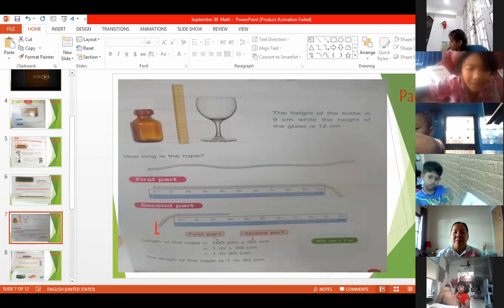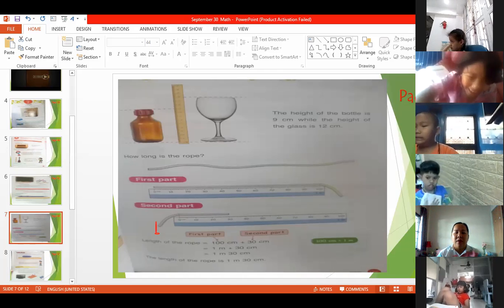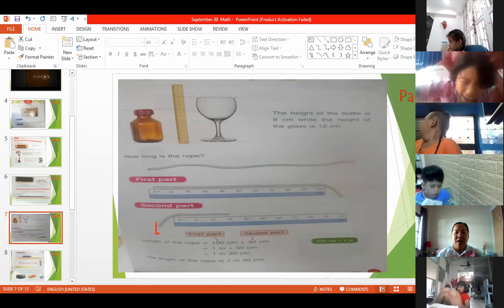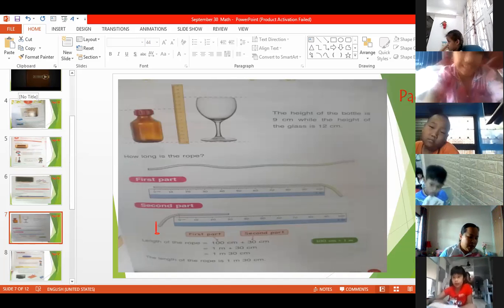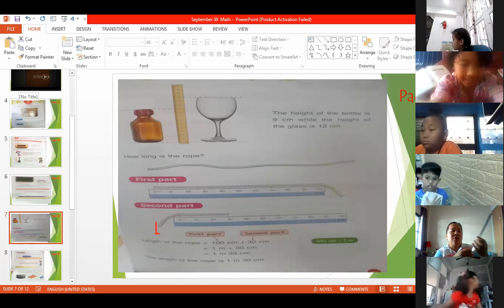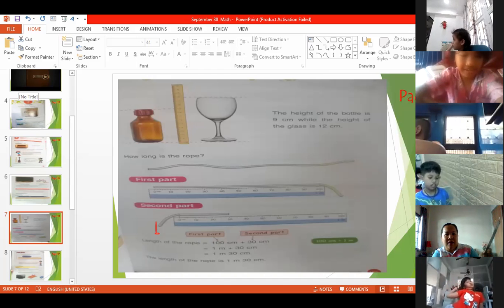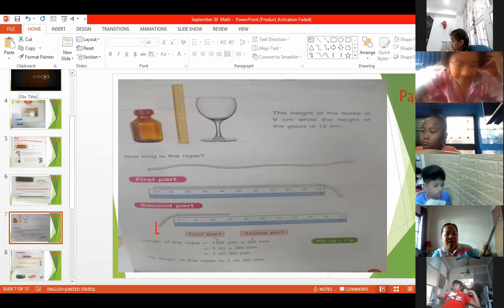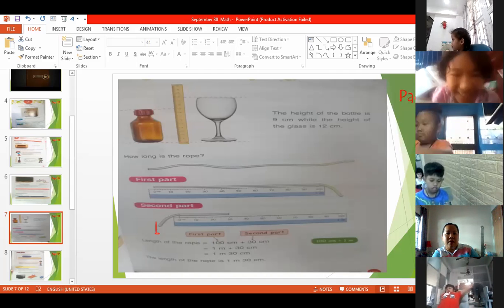Who is done? Tanapat, how long is your glass? Did you measure it already? Just use your 8 centimeters. Just use the upper part, Tanapat. Just use the upper part. It is 8 centimeters, or 18.